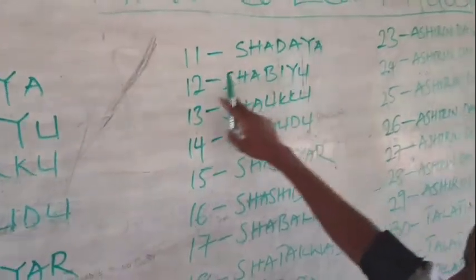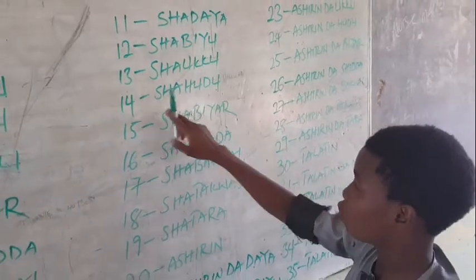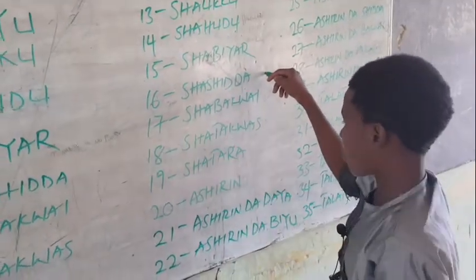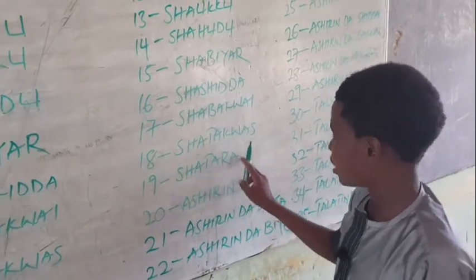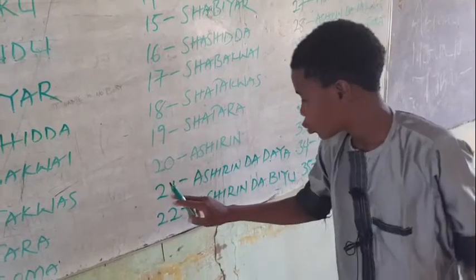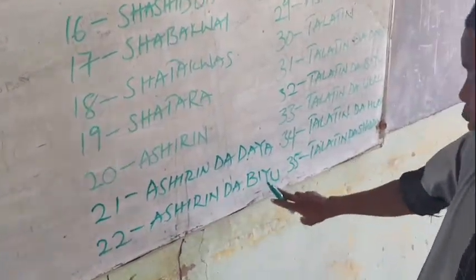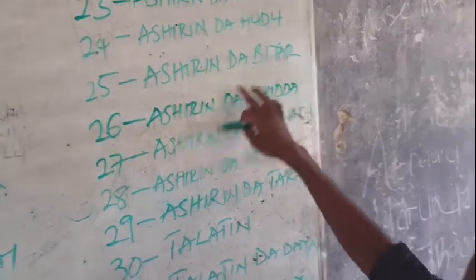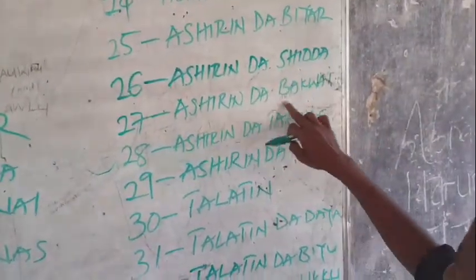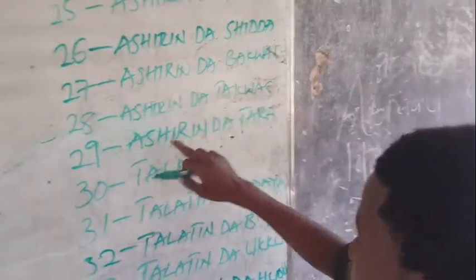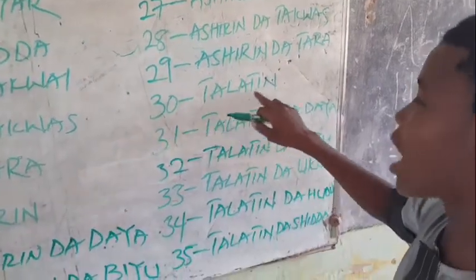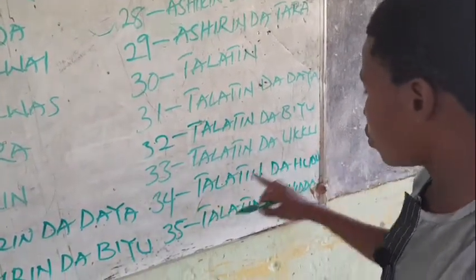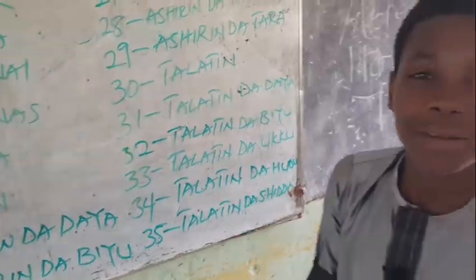11 sha daya, 12 sha biyu, 13 sha uku, 14 sha hudu, 15 sha biyar, 16 sha shidda, 17 sha bakwai, 18 sha takwas, 19 sha tara, while 20 ashirin, 21 ashirin da daya, 22 ashirin da biyu, 23 ashirin da uku, 24 ashirin da hudu, 25 ashirin da biyar, 26 ashirin da shidda, 27 ashirin da bakwai, 28 ashirin da takwas, 29 ashirin da tara, while 30 talatin, 31 talatin da daya, 32 talatin da biyu, 33 talatin da uku, 34 talatin da hudu, 35 talatin da shidda.